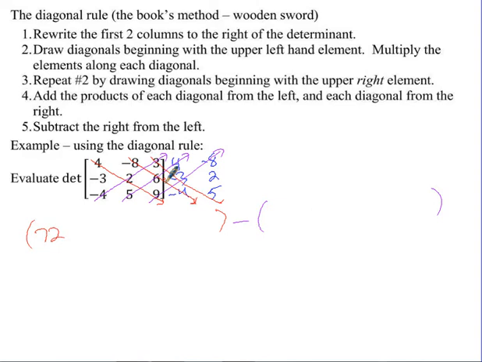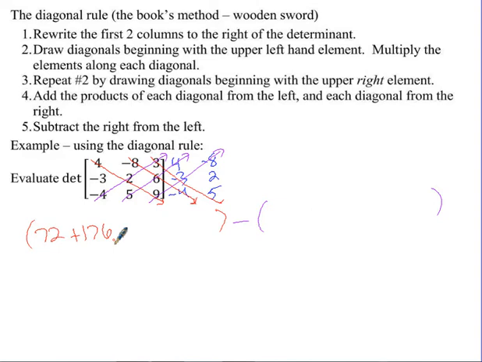Negative 8 times 6 times negative 4. Let's see, there's no easy way to do this one. Negative 8 times 6 is negative 48. Negative 48 times negative 4 would be positive 176. So positive 176.